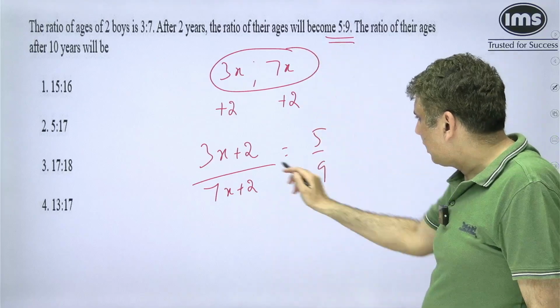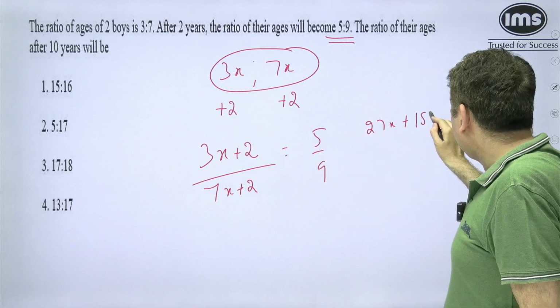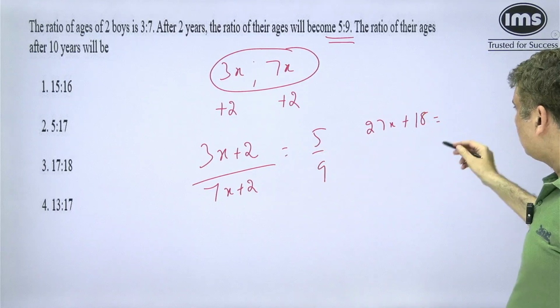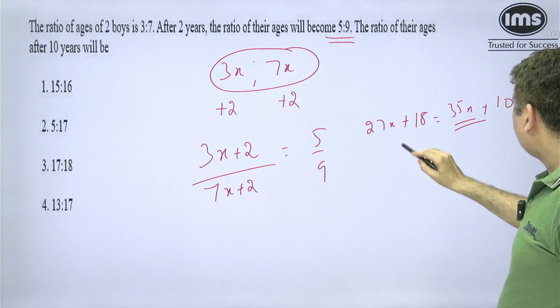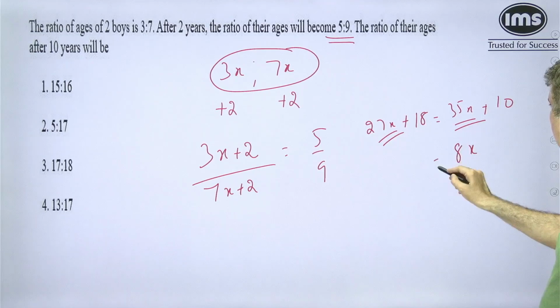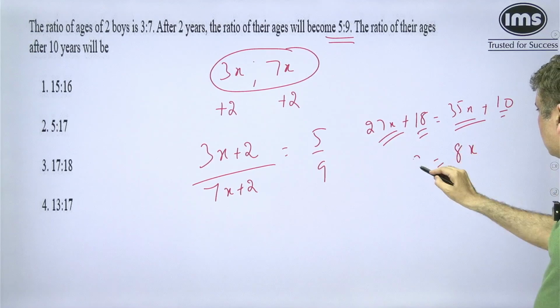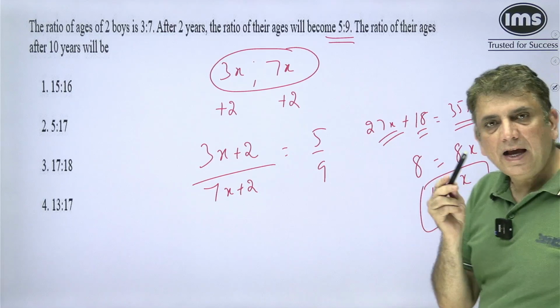So let's cross multiply. 9 3s are 27x plus 9 2s are 18. This is 7x into 5 is 35x plus 5 2s are 10. 35x minus 27x will be 8x, and 18 minus 10 is 8. So x is equal to 1. 8 by 8, x is equal to 1.